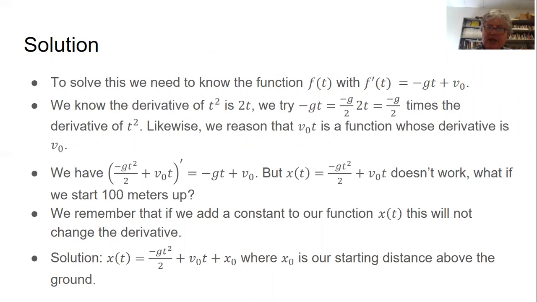But there's a problem with this answer, right? Because it doesn't work in all situations. What happens if we start at 100 meters up? That -gt²/2 + v0t has to be 0 when t is 0. But then we just remember that if we add a constant to our function, this will not change the derivative. So our solution to our problem is -gt²/2 + v0t + x0. And x0, you can figure out what that is just by plugging t = 0 into the equation. It's the starting distance above the ground.